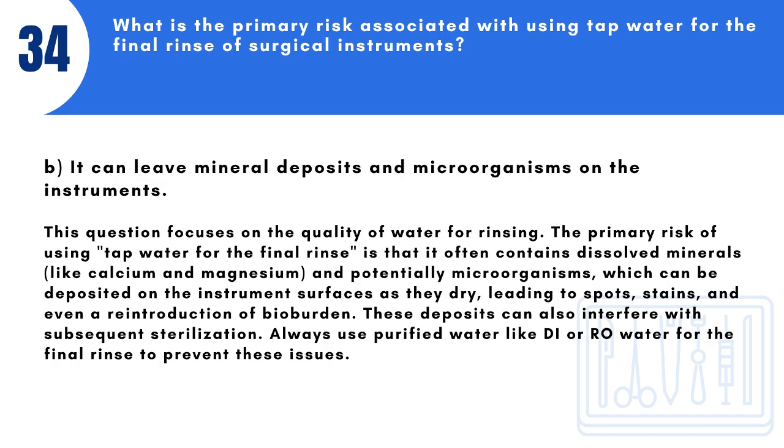Answer: B. It can leave mineral deposits and microorganisms on the instruments. This question focuses on the quality of water for rinsing. The primary risk of using tap water for the final rinse is that it often contains dissolved minerals, like calcium and magnesium, and potentially microorganisms, which can be deposited on the instrument surfaces as they dry, leading to spots, stains, and even a reintroduction of bioburden. These deposits can also interfere with subsequent sterilization. Always use purified water like DI or RO water for the final rinse to prevent these issues.